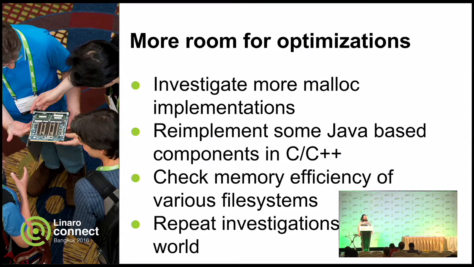Another thing that is currently being worked on is checking memory efficiency of various file systems. And pretty much all the investigations we've done so far have been done in a 32-bit world, because that was the target set by members. Now we are repeating some of the investigations in the 64-bit world, checking which changes are still efficient there, and what things should be reverted for 64-bit devices.